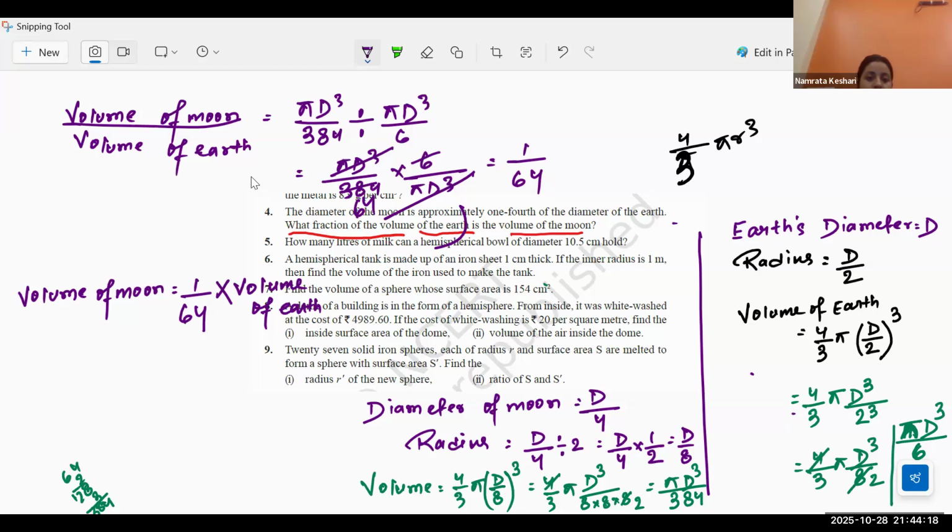Ma'am, in the last question, the same format, we got the surface area question, right, ma'am? For that we used both the formulas to cancel out the 4 by 3 and pi value. Can we do that here in the starting itself? Yeah, exactly the same way we can do it. But while doing the calculation, you have to be careful. The terms must cancel out each other. Okay, ma'am. If you are able to land at 1 by 64, that means you are doing it correctly.